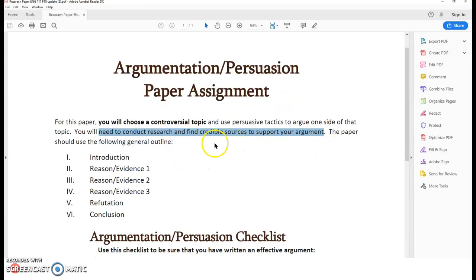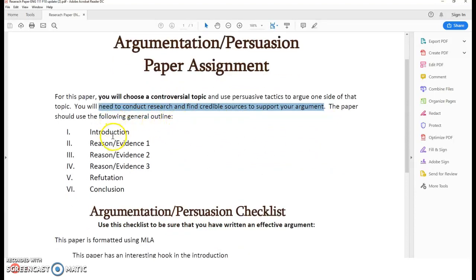This paper should follow the general outline. You should have an introduction. Basically, I think that this is better than this, or that this is right and this is wrong. I'm not going to give you specifics. And here's why, with the evidence that I found and researched, and here's another reason why with more evidence, and here's another reason why with more evidence.